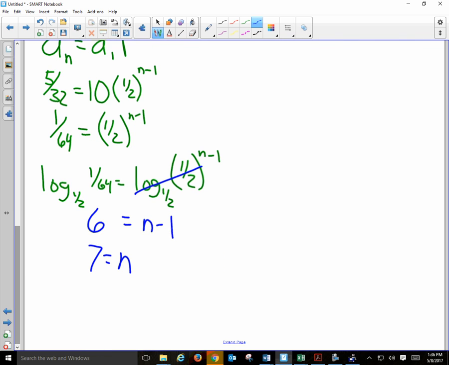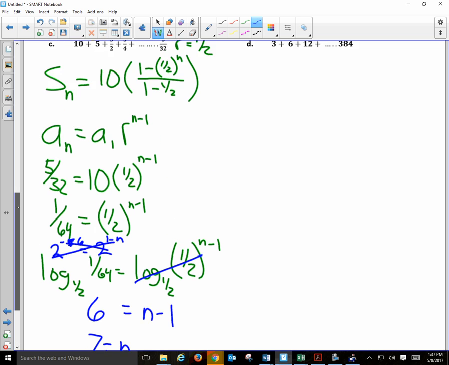Well, you could say 1/64 is 2 to the negative 6th power, okay? And then this is going to be 2 to the 1 minus n. You could do that. So now you have negative 6 is equal to 1 minus n and solve that way. So you could do it without a calculator. Use your calculator.